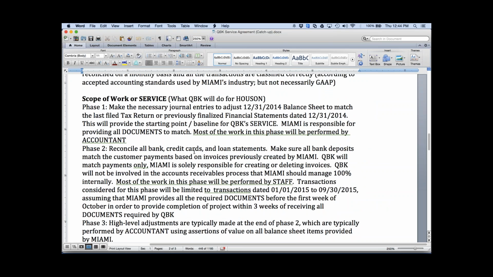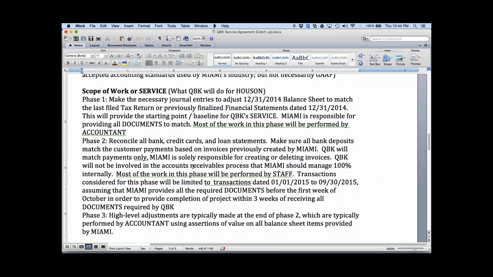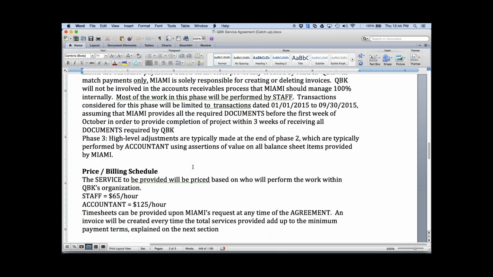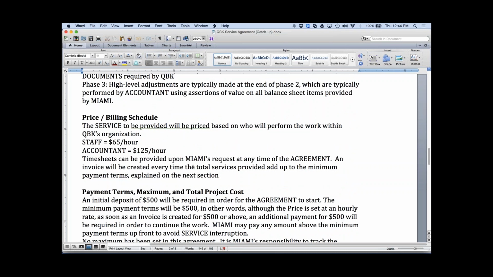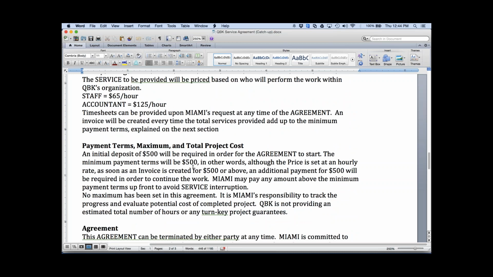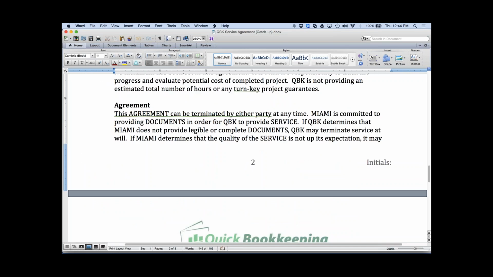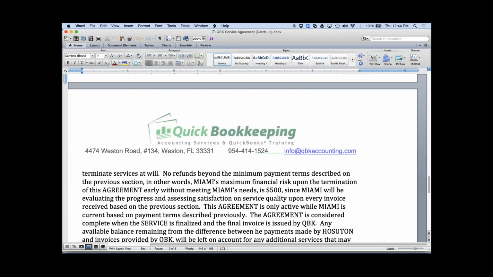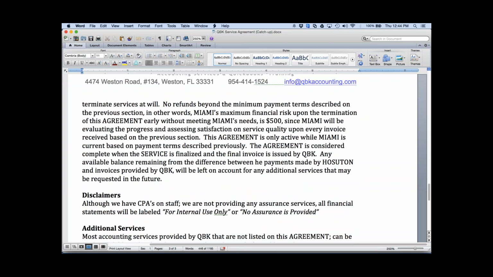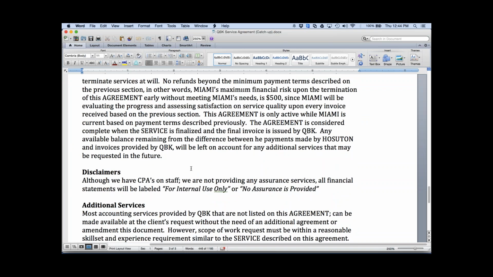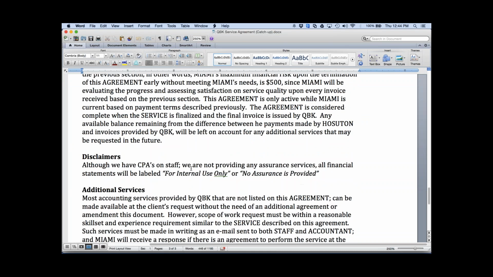I wrote down what you wanted, and then I also wrote down what I'm going to do and what I'm not going to do. And then I spelled out how I'm going to charge, and I split if it's a service or an accountant type of work. Then I talk about payment terms, maximum project cost. I talk about that there's no maximum in the case of an open engagement. And then we talk about the agreement termination, who can end the engagement at whatever time, and what the maximum risk of the client is if they're not satisfied with the service.